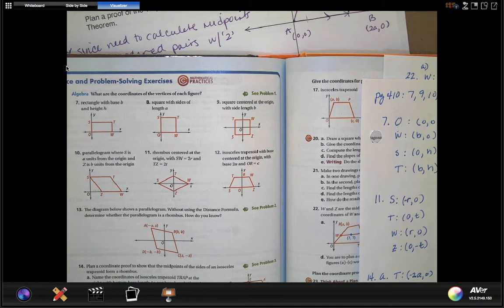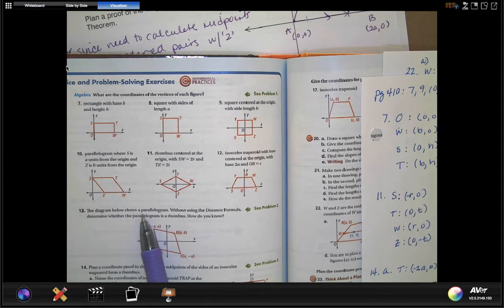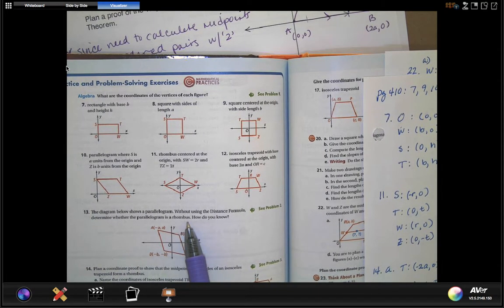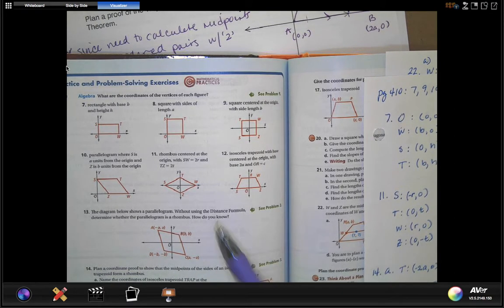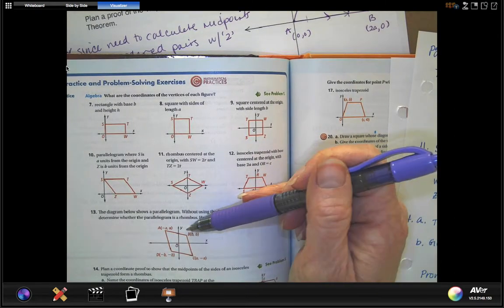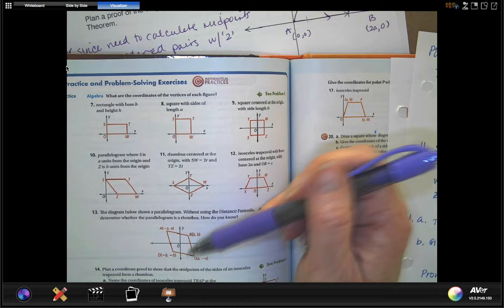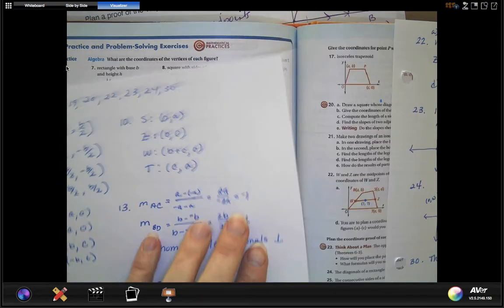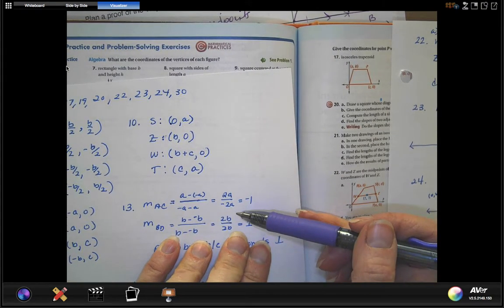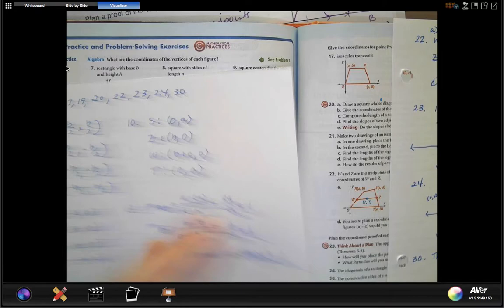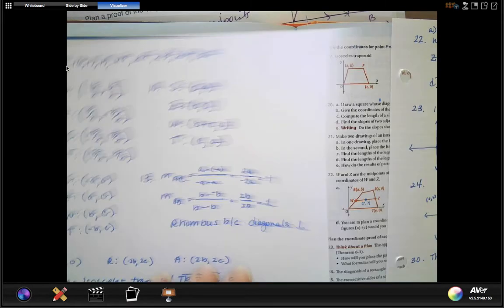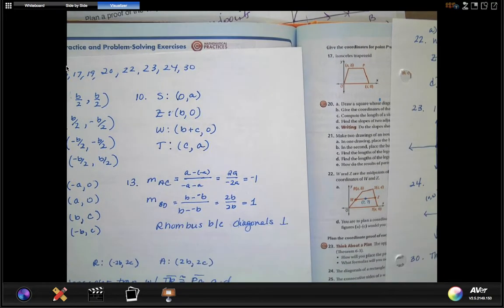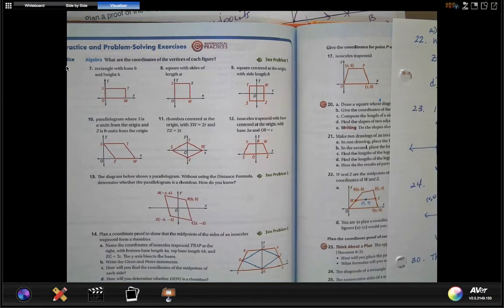For 13. Okay, 13 says, the diagram below shows a parallelogram. Without using the distance formula, determine whether the parallelogram is a rhombus. How do you know? So again, in a rhombus, the diagonals are perpendicular. So just find the slopes there. I found the slope of AC. So I got 2a over negative 2a, which is negative 1. Then I found the slope of BD. So I got 2b over 2b, which is 1. So those are opposite reciprocals, so yes, it's a rhombus. The diagonals are perpendicular.